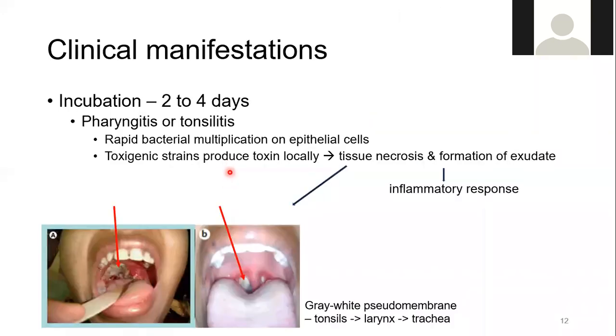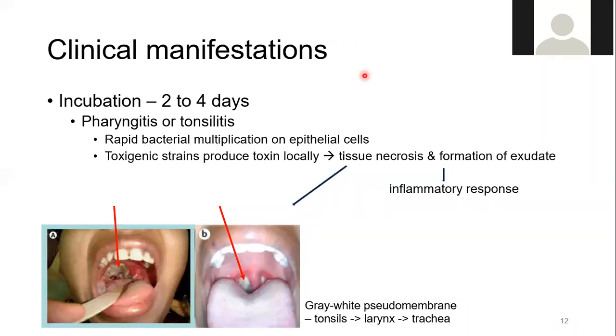In terms of clinical manifestations, we have an incubation period of about 2 to 4 days, after which the patient develops pharyngitis or tonsillitis. Within the epithelial cells in this site, there's rapid multiplication of bacteria. It produces the toxigenic strains, so not all of them are toxigenic.